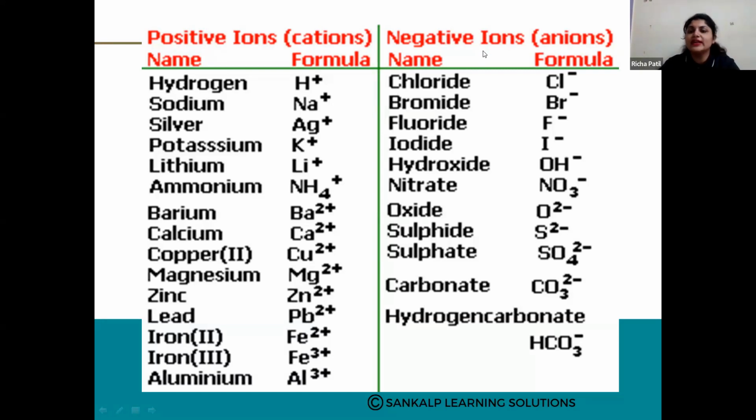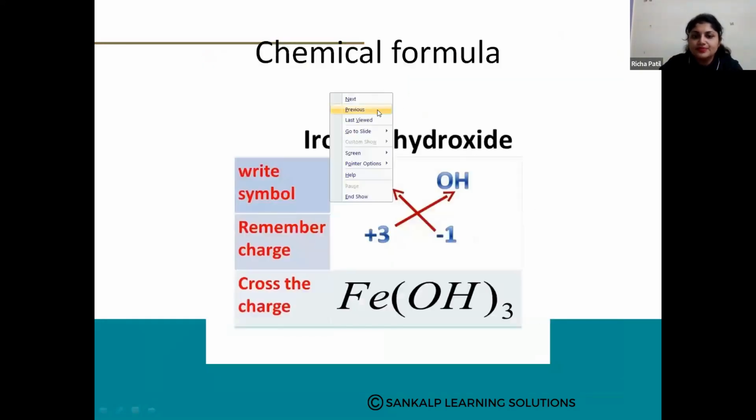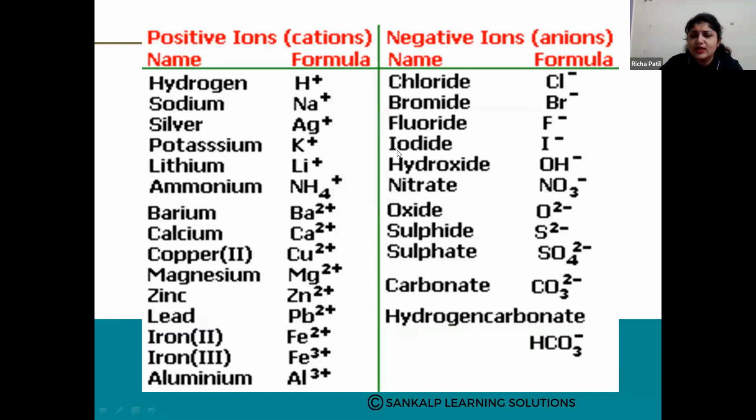Then you can see some of the negative ions or anions. Chloride Cl minus, bromide Br minus, fluoride F minus, iodide I minus. Then hydroxide is OH minus, nitrate is NO3 minus, oxide is O2 minus. Sulfide S2 minus, sulfate SO4 2 minus, carbonate CO3 2 minus, hydrogen carbonate HCO3 minus. So you need to remember the charges of positive ions and negative ions.